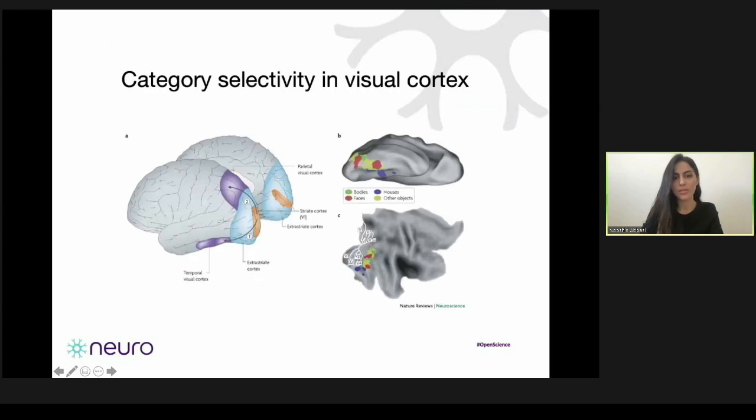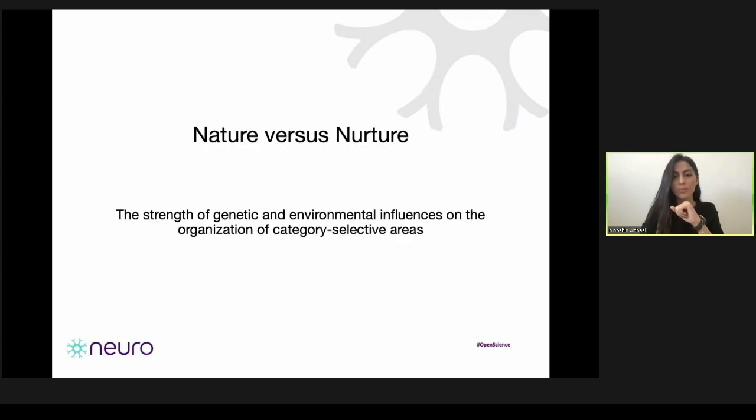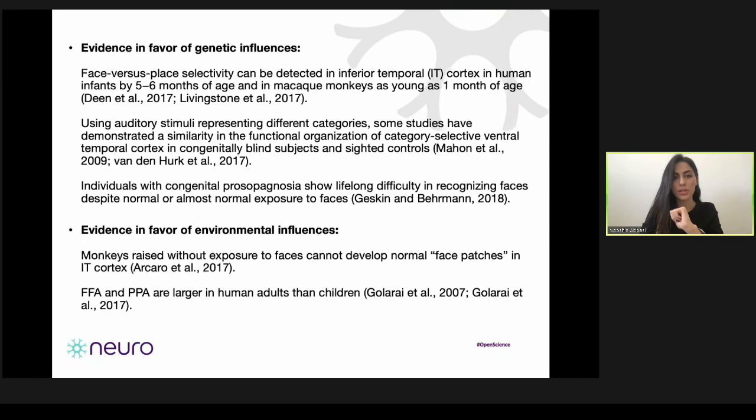There are discrete patches throughout the visual cortex processing different object categories such as faces, bodies, and different scenes. There has been an important question in the literature asking whether these areas are developed through the effects of genetics or environment or the combination of both. And if a combination of both, how strong are the genetic and environmental influences on the organization of these areas? There are several studies in favor of either genetic or environmental influences. However, the results are conflicting and there is no consensus over one unique answer.